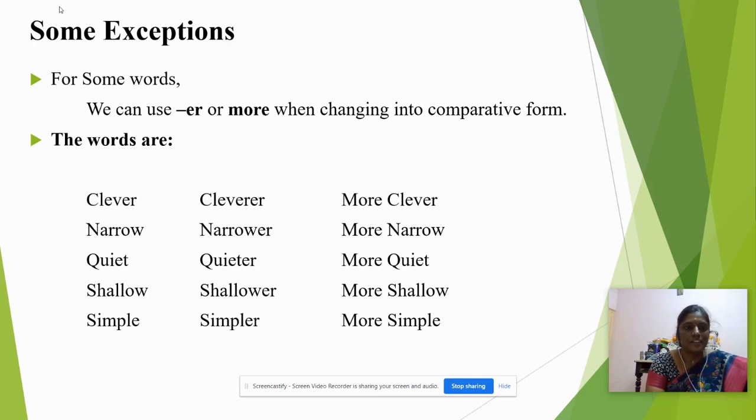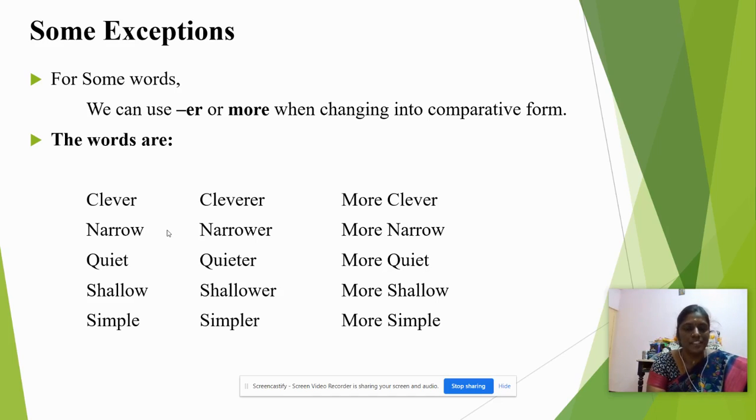See some exceptions for these usages. Here are some examples I have given. Clever can be used in both forms, cleverer or more clever. Just pronounce the word clever. So these are some exception cases. Narrow, narrower, more narrow. Quiet, quieter, more quiet. Shallow, shallower, more shallow. So it can be used in both forms, and nothing is wrong. Simple, simpler, more simple. This is also there in our language and also in degrees of comparison. We have to learn that.